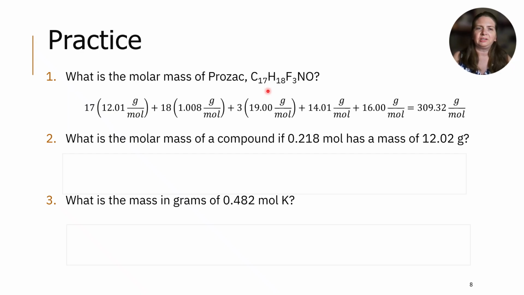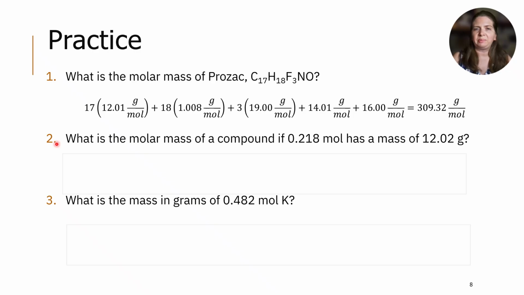Since we are working on the mole scale, the units are going to be grams per mole instead of AMU. The molar mass is approximately 309.32 grams per mole. It is acceptable if the last few digits vary slightly, depending on the periodic table used.